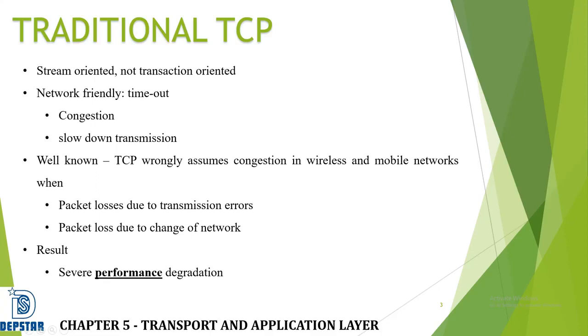It is very well known that TCP wrongly assumes that congestion in wireless and mobile networks is indicated when there is a packet loss due to transmission errors and when there is a packet loss due to change of network. As a result of this, there is a severe performance degradation in the network. To overcome the congestion, there is a mechanism that TCP uses, and that is known as slow start.